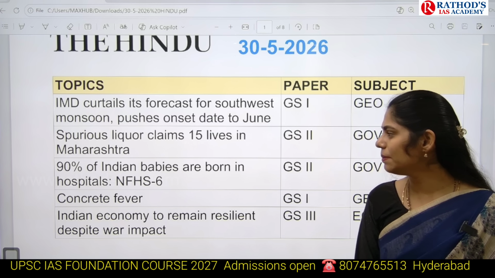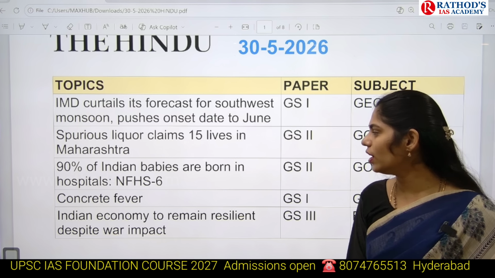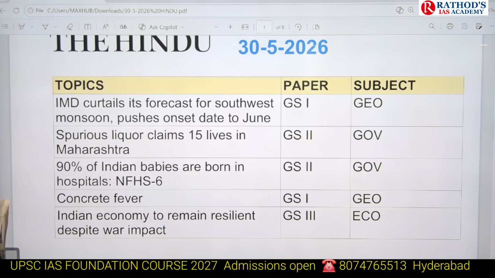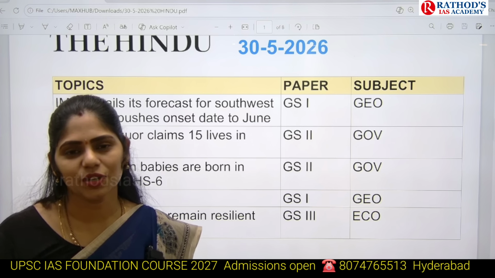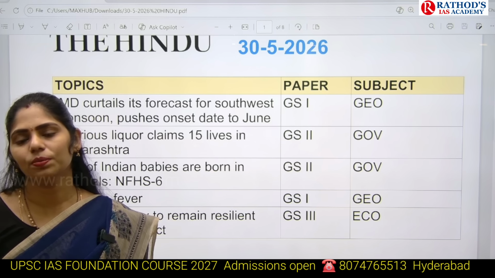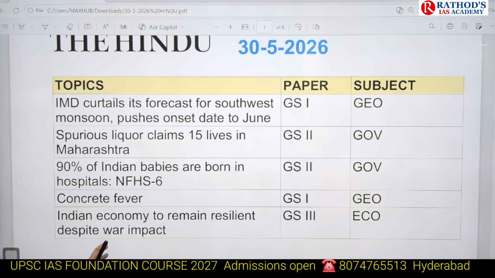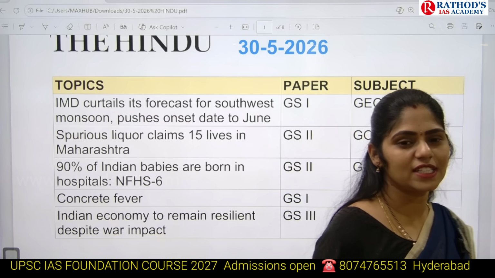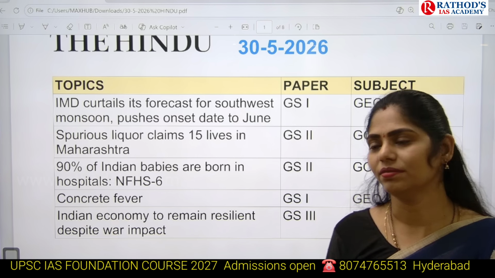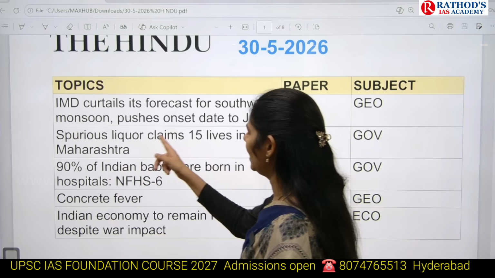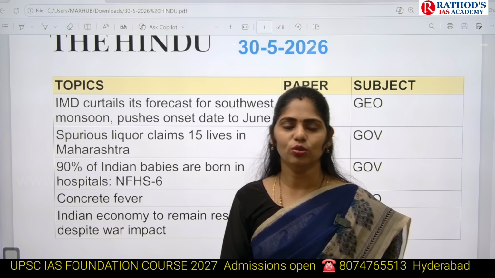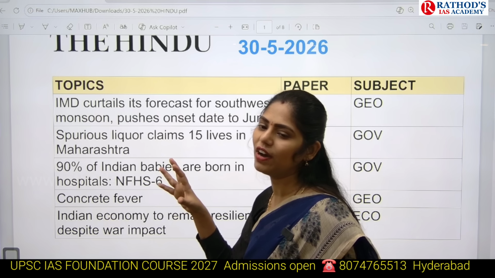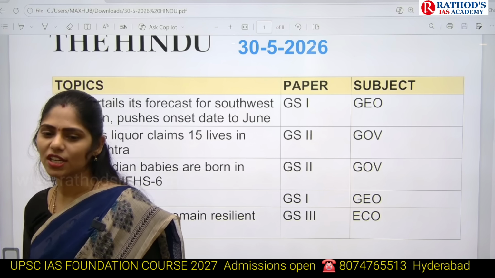And the next topic is 90% of Indian babies are born in hospitals, says NFHS 6. Recently National Family Health Survey 6 has been released. In that survey it gives some highlights related to births in our country. So we have to see this, and you can add the data given under this survey in your essay and even in your mains answer. And from NFHS you may get a question, and you know UPSC has a tendency to ask questions related to schemes. So you have to see which schemes of our country promoted institutional deliveries.